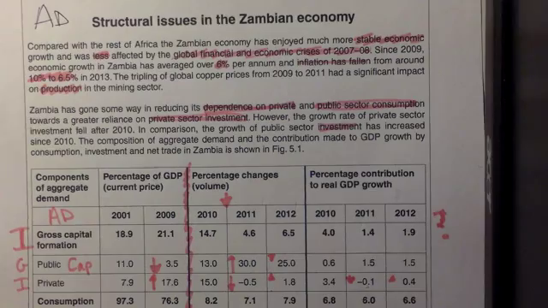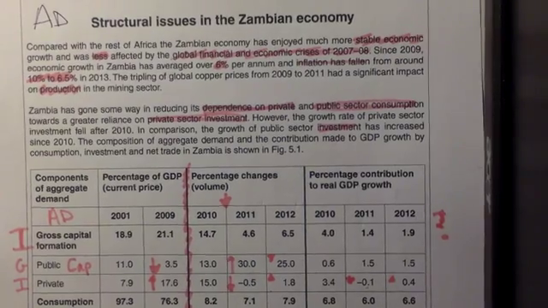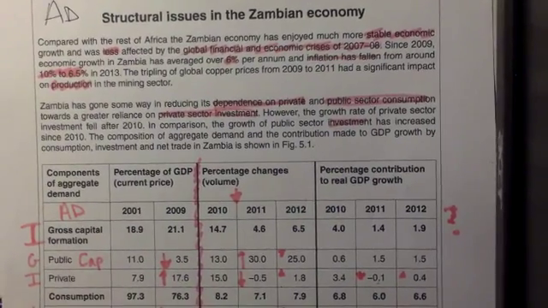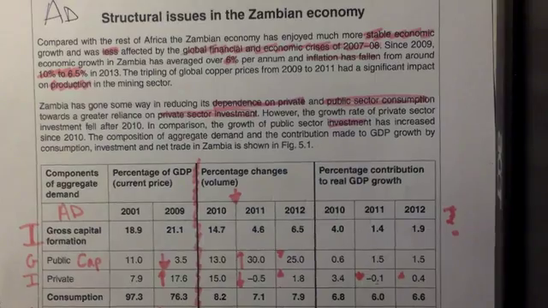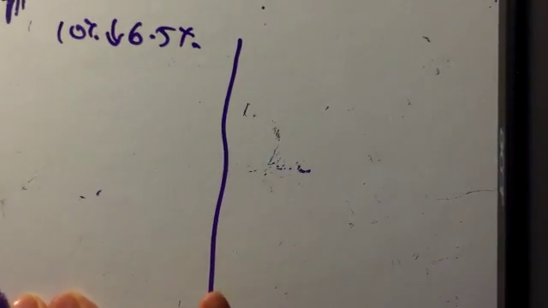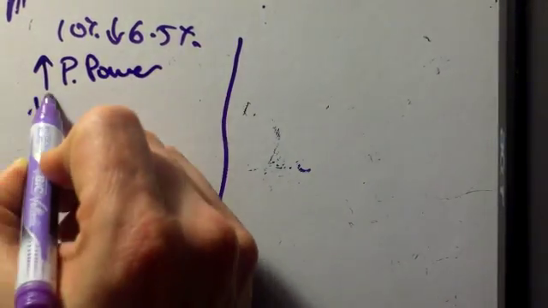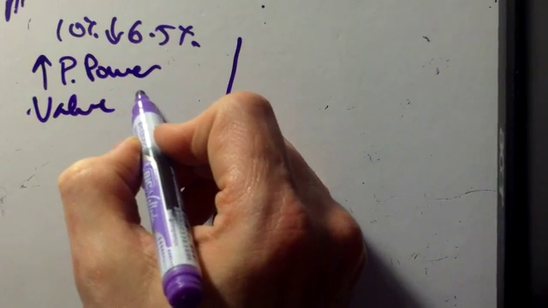And inflation has fallen from around 10 to 6.5 in 2013. So again, you've got some costs and benefits of a slowdown in inflation. The slowdown in inflation, so from 10% on the rate of inflation to 6.5%, will increase consumers' purchasing power, as the value of money is more likely to be maintained.